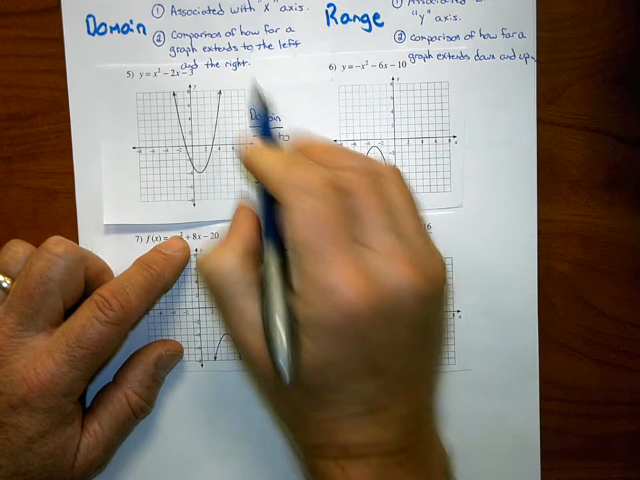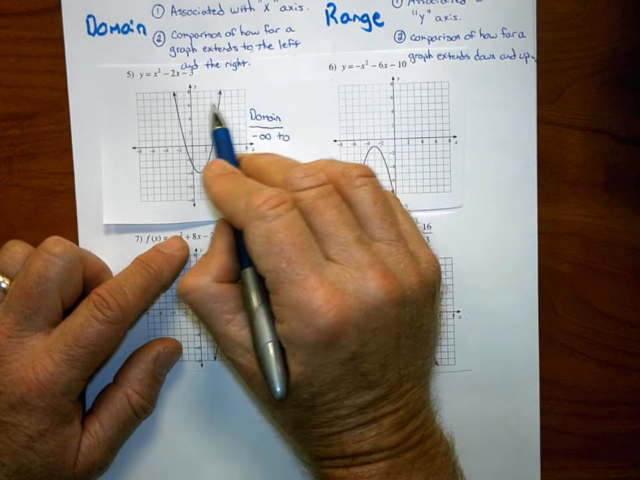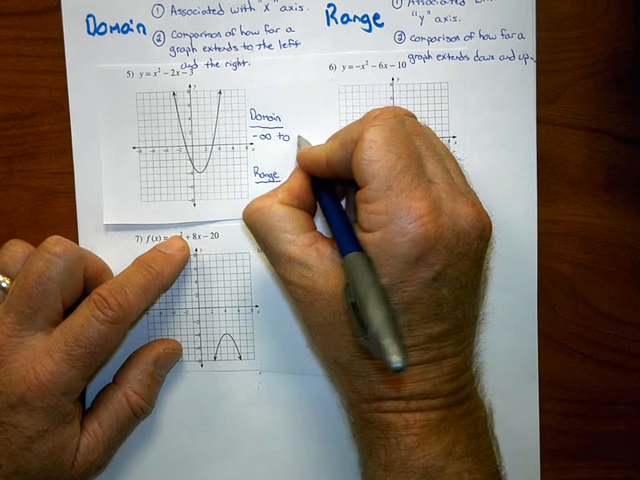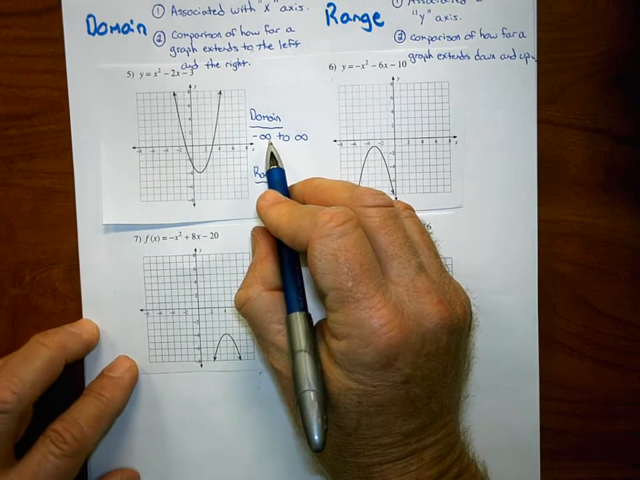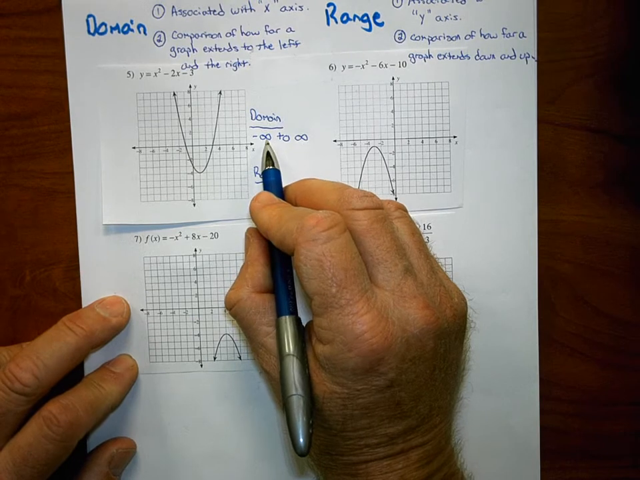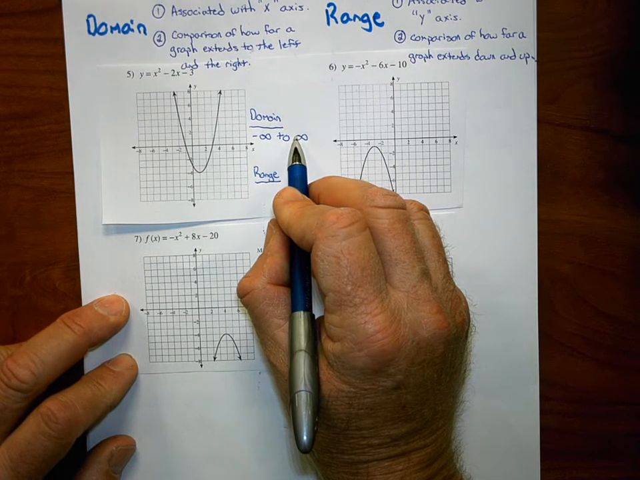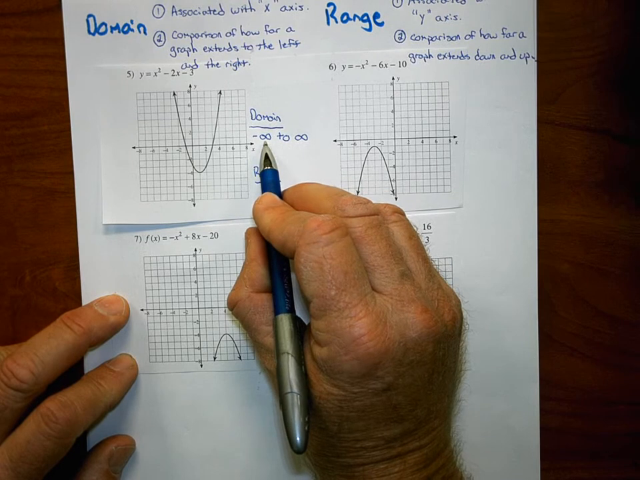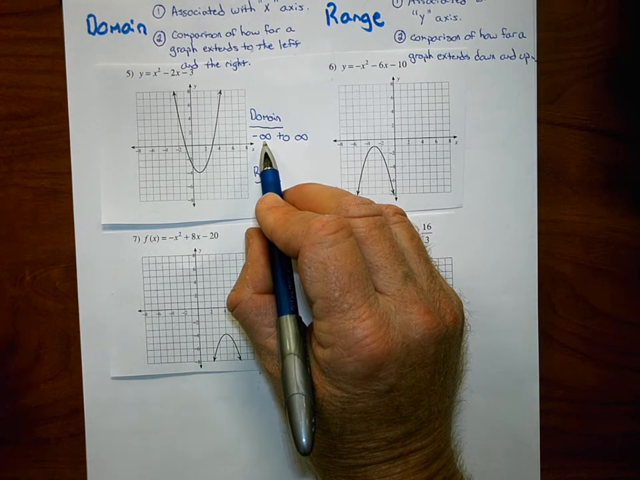To, how about to the right? Infinity. It keeps going to positive infinity. Okay? So if we said the domain is negative infinity to positive infinity, what you're mathematically saying is, how far does the graph go to the left? Forever. It keeps extending to the left. It keeps getting wider and wider and wider.